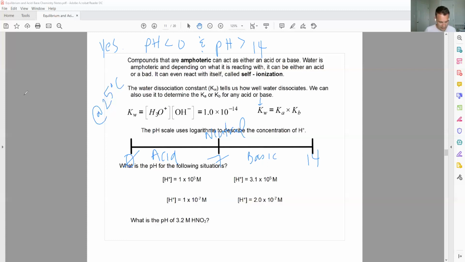So the next thing is asking us to calculate pH. There are two important equations, and I'm going to write them up here. pH is equal to the negative log of the H+ concentration. And then inversely, if I wanted to find the H+ concentration, it's going to be equal to 10 raised to the negative pH.